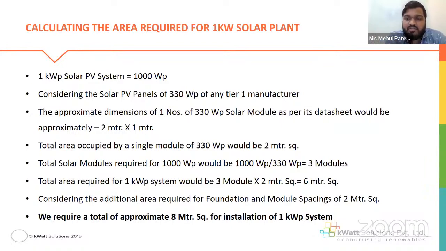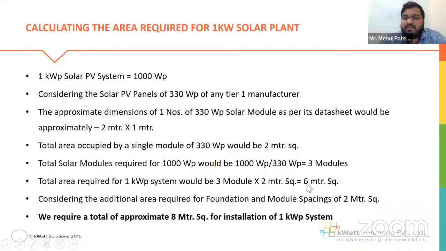Considering this, you also need to understand that there must be other spacings required to install that plant. That is the foundation area, the structure area, the interspacing from module to module, and the row spacing. So considering all these things, I have taken a simple thumb rule, or you can say a simple estimation based on our experience, that we are taking 2 meters square as an extra space for foundation, module spacing, etc. for a 1 kilowatt plant.